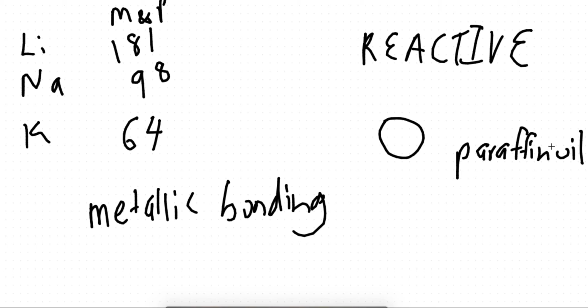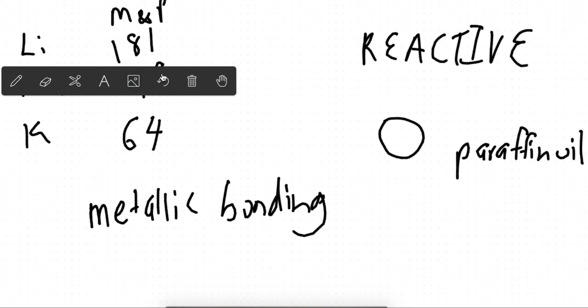elements, you think back: group 1 is very reactive. So how do we prevent it from reacting? We place it in paraffin oil. That's it, guys. You good so far? Let's continue. Now moving on, we still talk about reactivity.